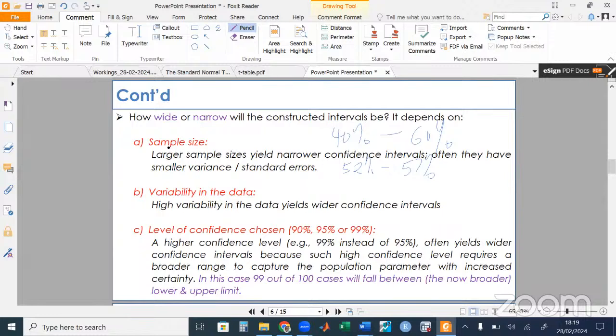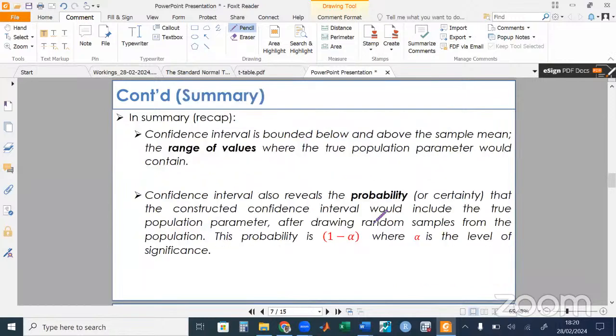Part of this could also be related to the sample size. And then the last one is the level of confidence you choose. In statistics, we often refer to 95%, 99%, or 90%. Depending on which confidence level you choose, you will have either a wider or a narrower interval. In most cases, the higher the confidence level, like 99%, the wider the interval you will get. So we can try it out with the questions we're going to work with: if I propose you do 95, you can as well do 99 and see what happens.